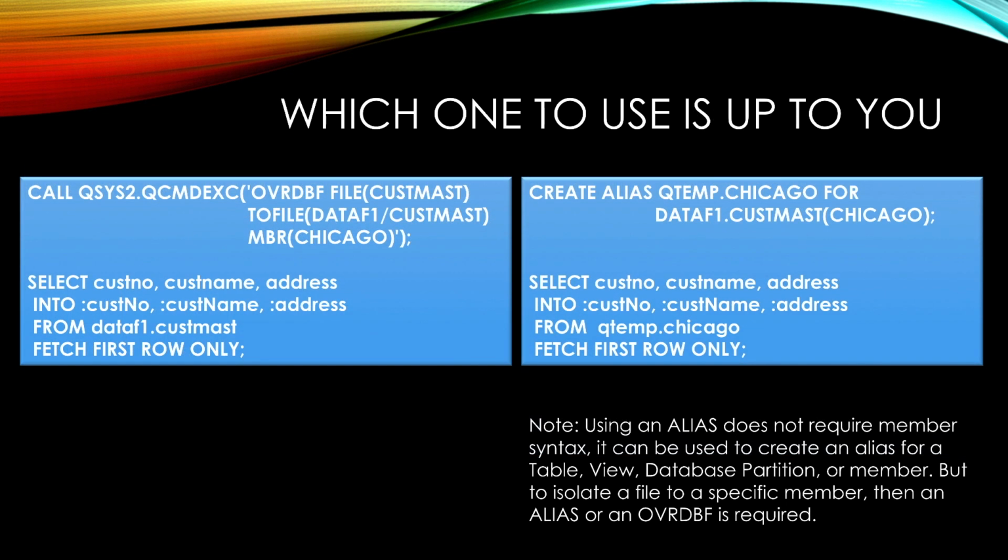Which one of these 2 routines you use is entirely up to you, whether you call QCmdExec and pass it an override database file command, or choose to use the alias method, which I use now, and simply refer to the alias in your SQL statement. Remember though, using an alias does not require the member syntax. I'm just using it to show you that it is the only way to actually get to a member in SQL, unless you use an override database file command.